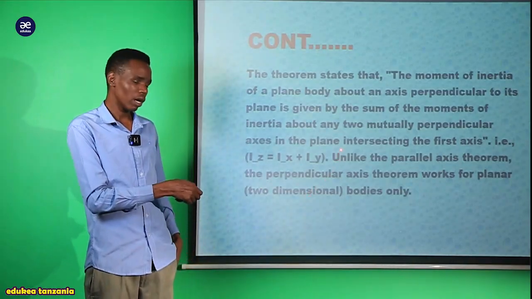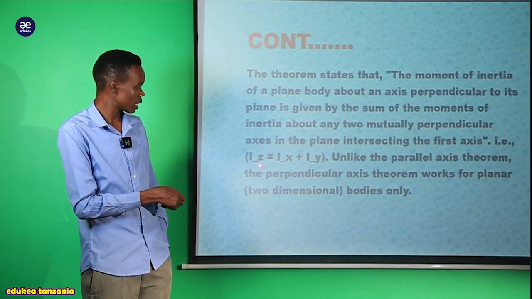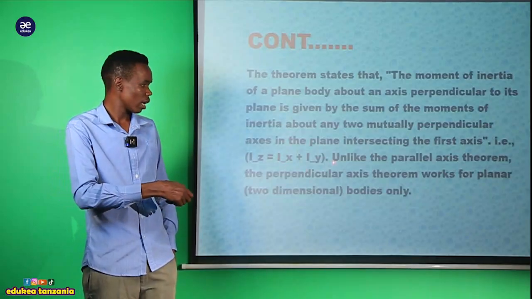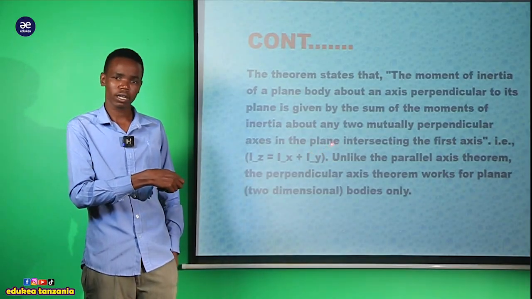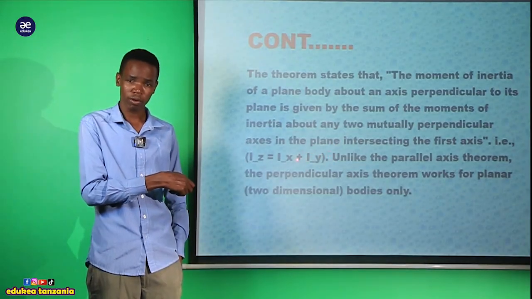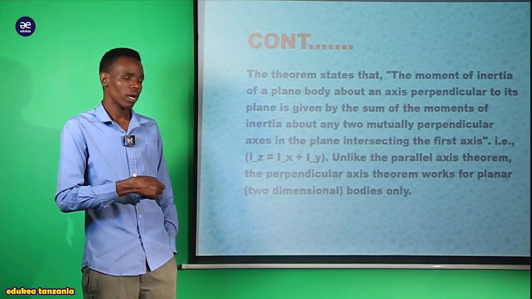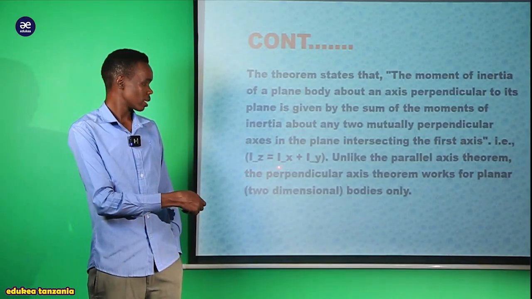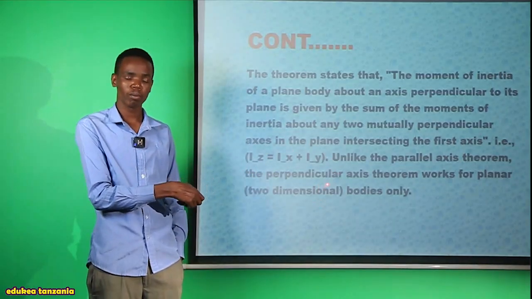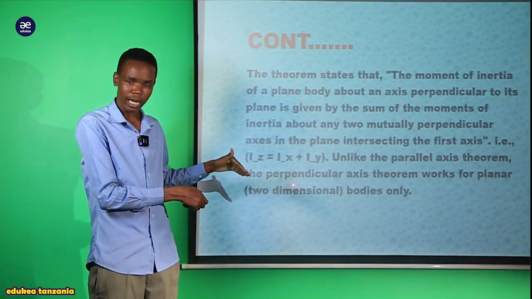So if we formulate the law through symbols, we get that the moment of inertia along z must be equal to the sum of the moment of inertia along the x axis.